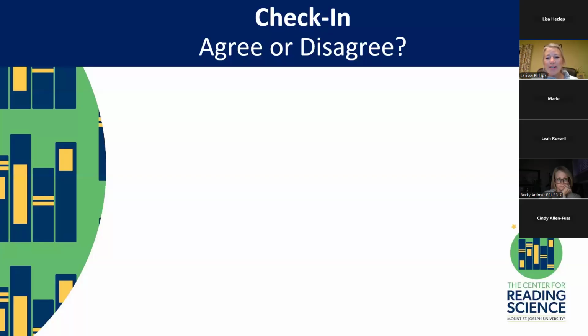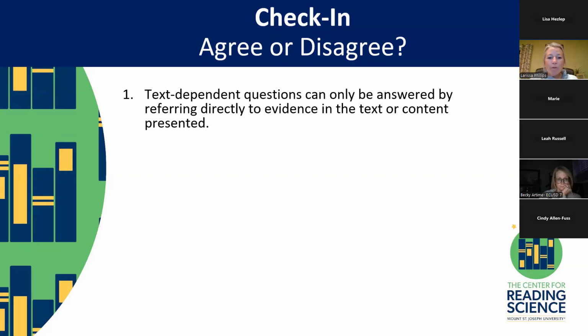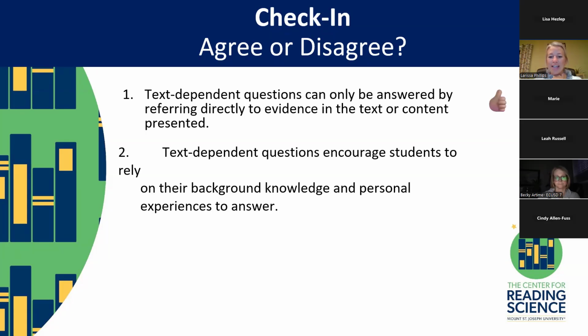Just a quick check-in, just a little fun activity here to round it out. Agree or disagree? Text-dependent questions can only be answered by referring directly to evidence in the text or content presented. Agree or disagree? Agree. And the rationale is that those questions require students to return to the text, find information, and use them to support their answers. And our goal is to really build those good habits of citing evidence and reading closely.